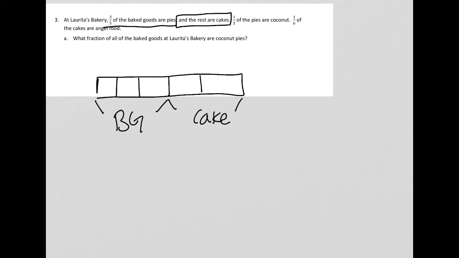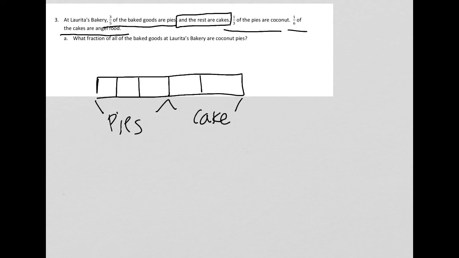So if I continue reading the question where it says 1/3 of the pies. Oh, wait, no. I labeled this wrong. This is not baked goods. This is pies. The whole thing is baked goods. Okay. 1/3 of the pies are coconut and 1/6 of the cakes are angel food. Okay, so 1/3 of the pies are coconut and 1/6 are angel food.